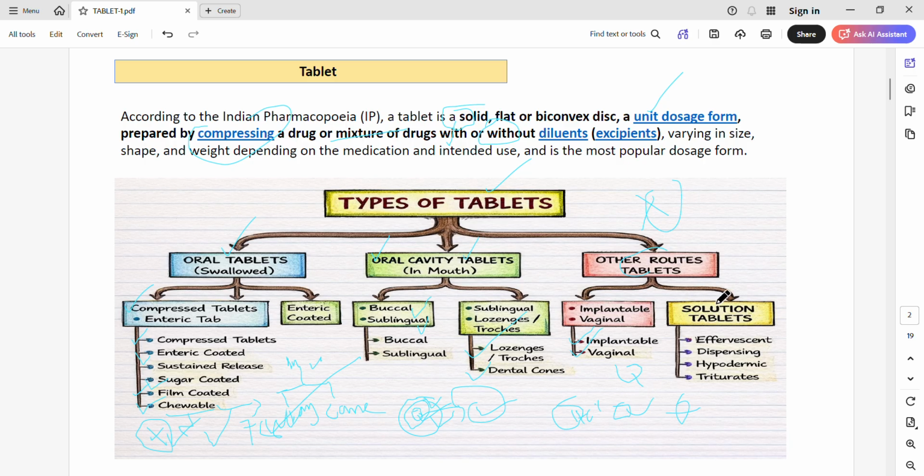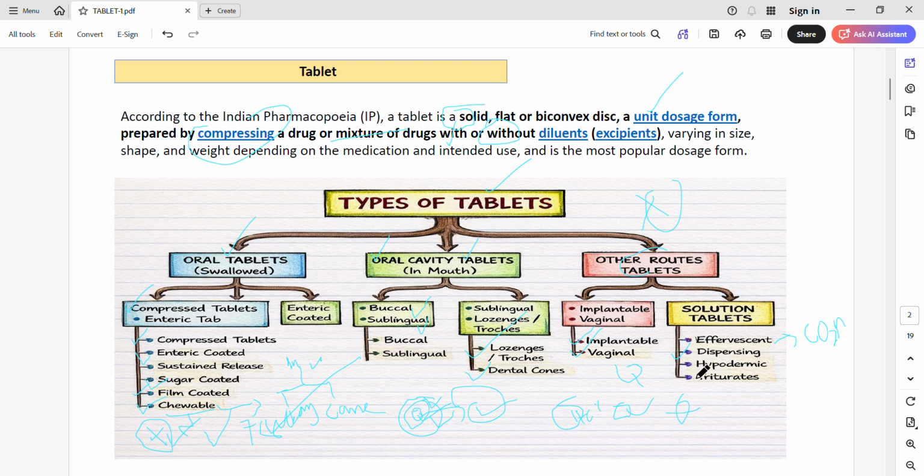Another is the effervescent tablet. Effervescent tablets are introduced to form a solution and release CO2 in large amounts. The tablet is prepared by compressing the drug with an organic acid such as citric acid or tartaric acid, and sodium carbonate.